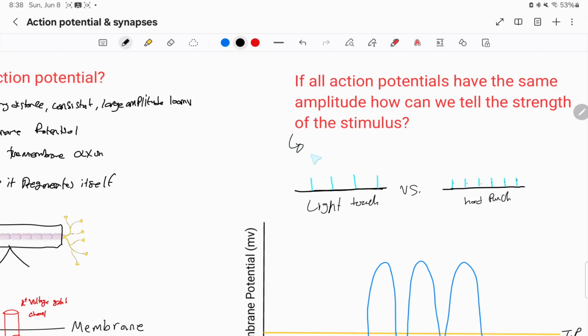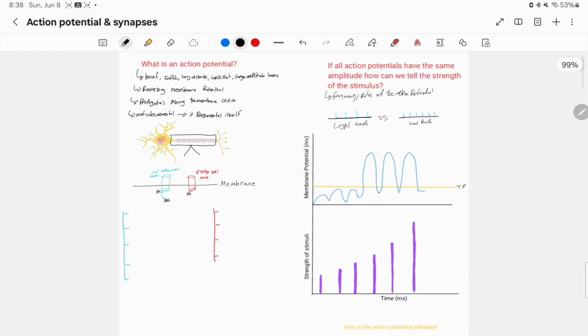So to answer this question, we can say that the frequency, or the rate, or the number of the action potentials tells us about the strength of a stimulus. If the stimulus was extremely strong, I would produce multiple action potentials. If the stimulus was not so strong, then I would produce fewer action potentials. So that's how you can tell.